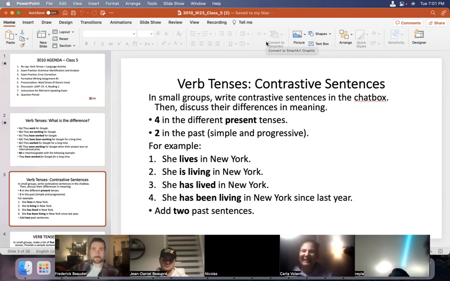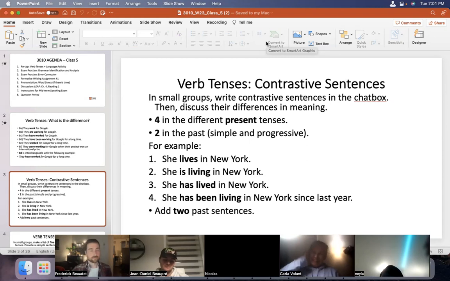Yes. Okay, could you read the sentence? So, yes, she has been living in New York since last year. Okay, what's the verb tense? It's past progressive. No. Present perfect progressive. Yes, very good, very good.